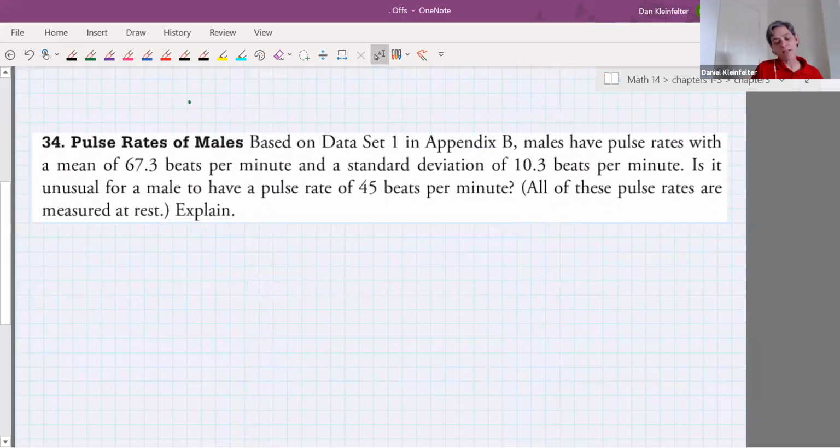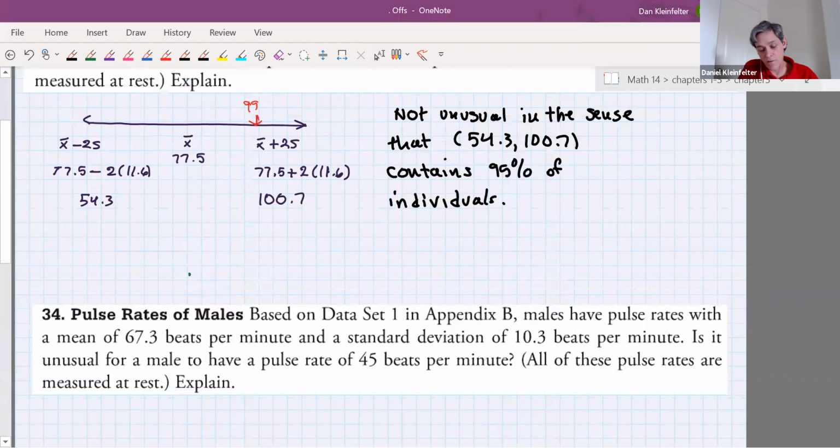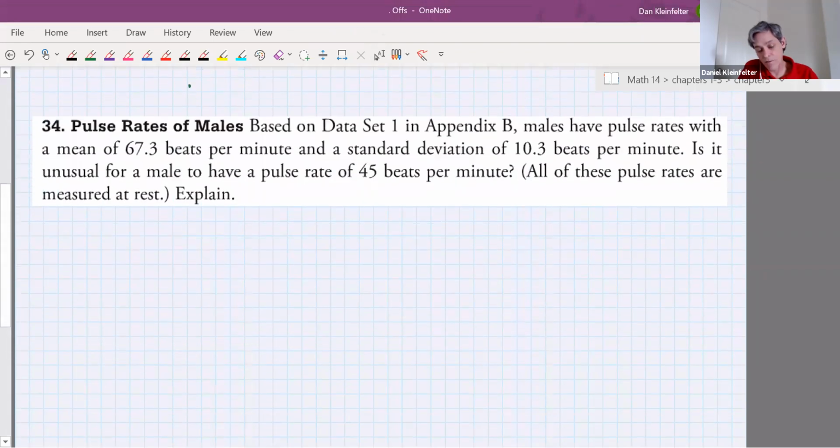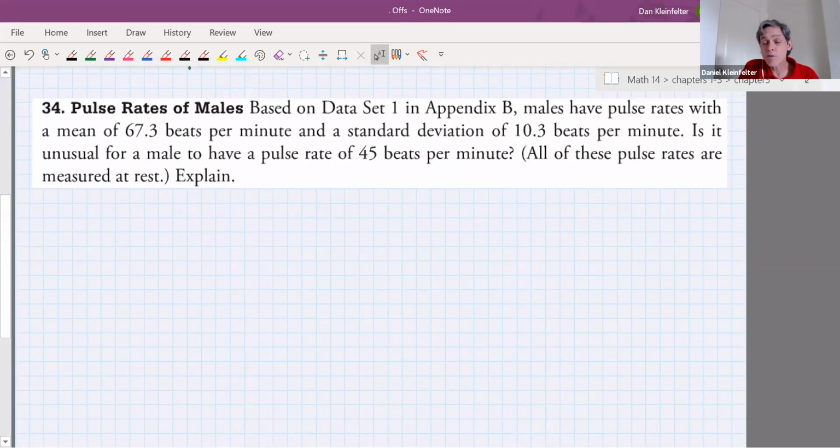So here it says, based on data set 1 in Appendix B, males have pulse rates with a mean of 67.3 beats per minute and a standard deviation of 10.3 beats per minute. And same basic question, we want to know if it's unusual for a male to have a pulse rate of 45 beats per minute. That sounds low, but is it that low? So let's find out. So pause the video at this point and try to do yourself what we just did a minute ago for the women. See if you can replicate that for the men and come to a decision about whether or not that is an unusually low pulse rate.